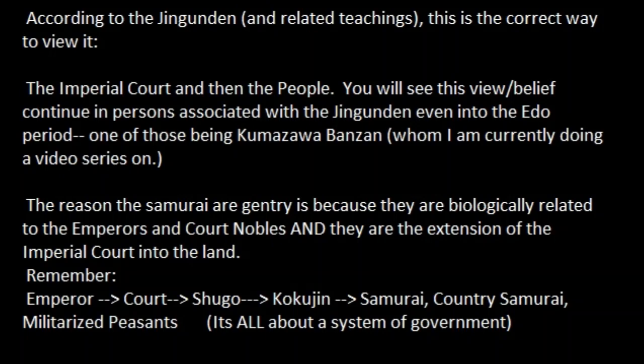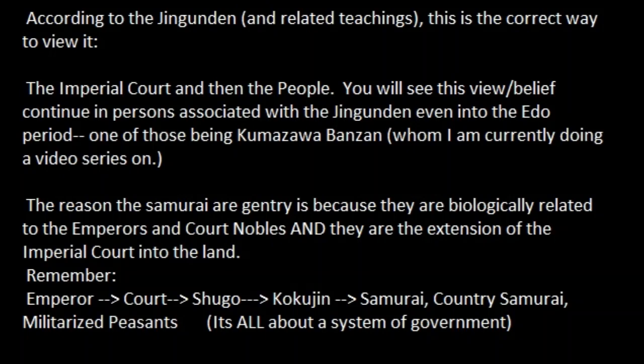And you will see this view, this belief continue in persons associated with the Gengundan, even into the Edo period. And one of those, for example, being Kumazawa Banzan, who I am currently doing a video series on. If you've seen those videos, you understand his writings. You have the imperial court, and then you have the people. The only reason the samurai are gentry, the only reason that they even exist, okay, is because they are biologically related to the emperors and the court nobles, and they are the needed extension of the imperial court into the land.